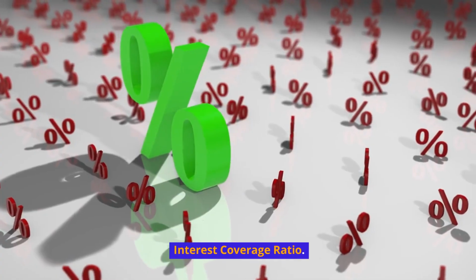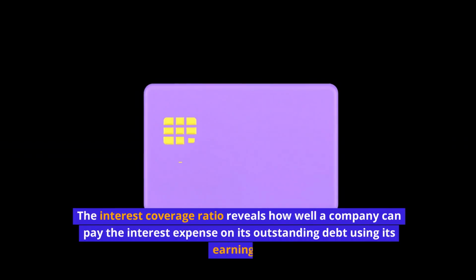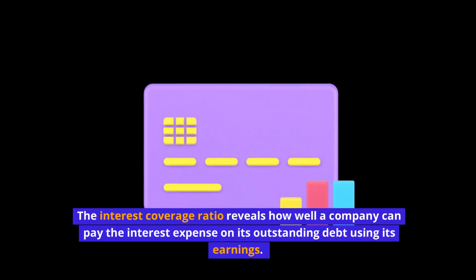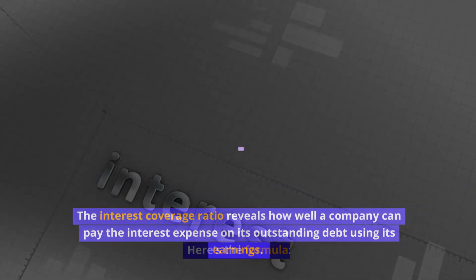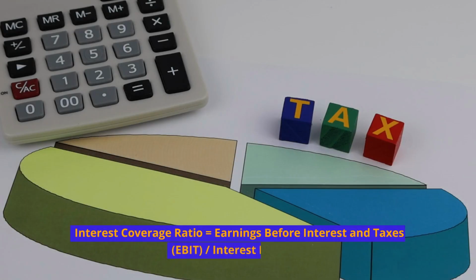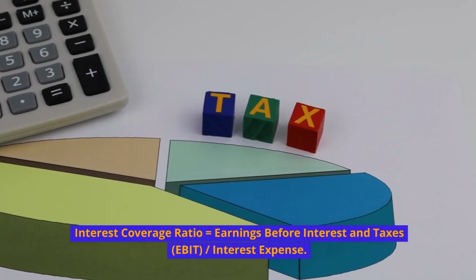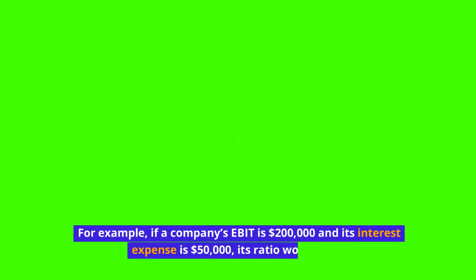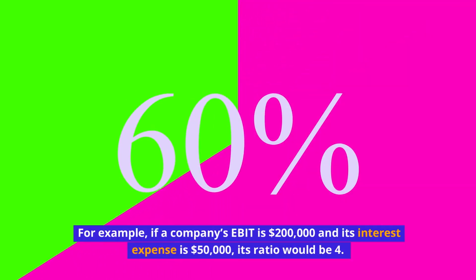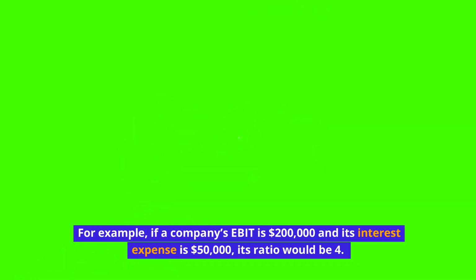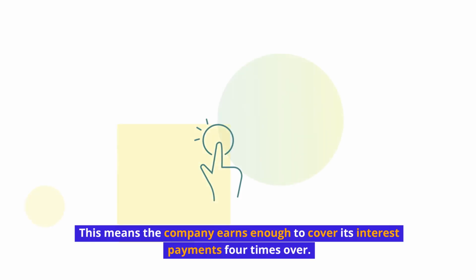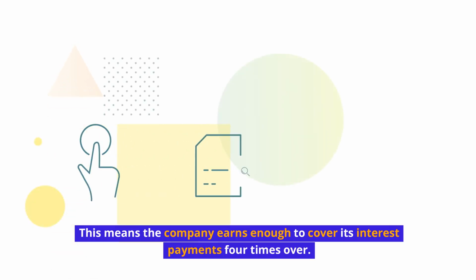Interest coverage ratio. The interest coverage ratio reveals how well a company can pay the interest expense on its outstanding debt using its earnings. Here's the formula. Interest coverage ratio equals earnings before interest and taxes, EBIT, divided by interest expense. For example, if a company's EBIT is $200,000 and its interest expense is $50,000, its ratio would be 4. This means the company earns enough to cover its interest payments 4 times over.